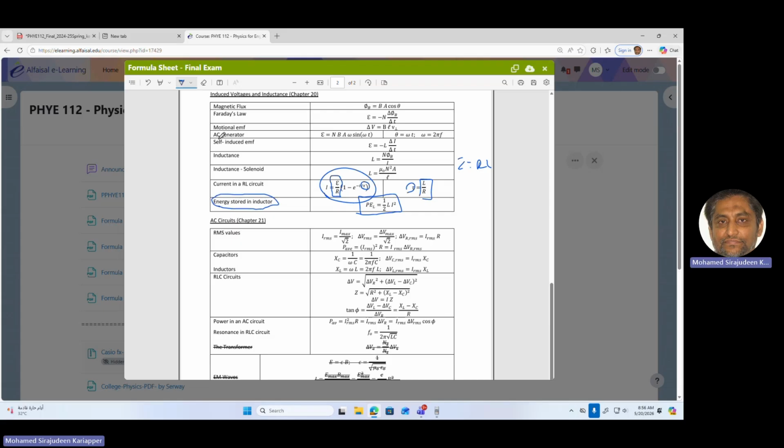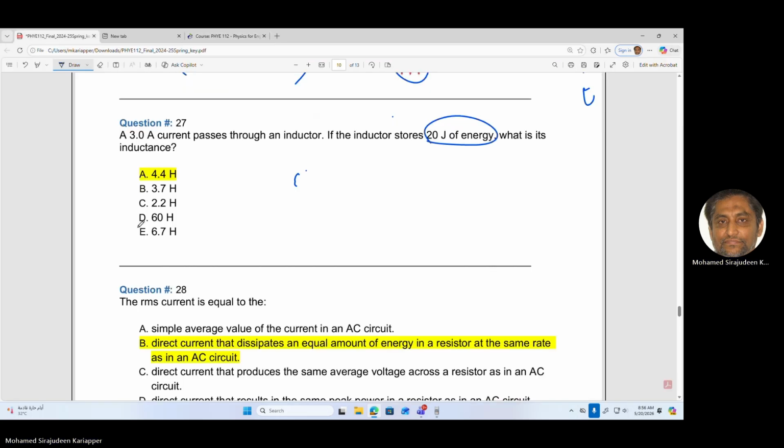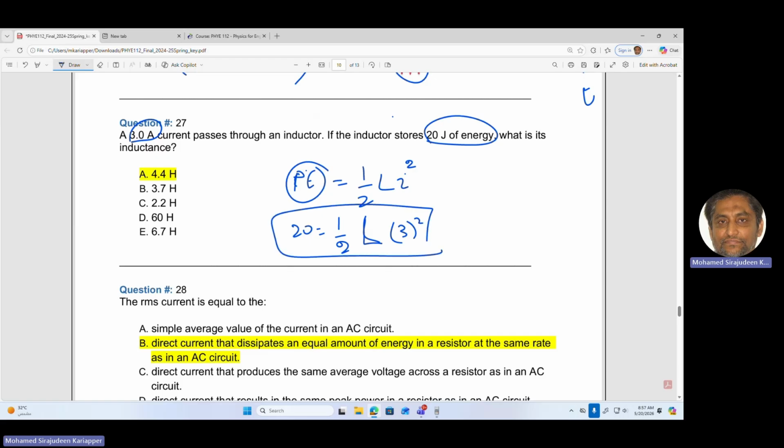Okay? So the energy is half L I squared. Potential energy, electrical energy, half, magnetic field. So this is given as 2 joules. Inductance is the unknown. I is 3 amperes. Solve this. Get the value of L. You should get 4.4 henry.